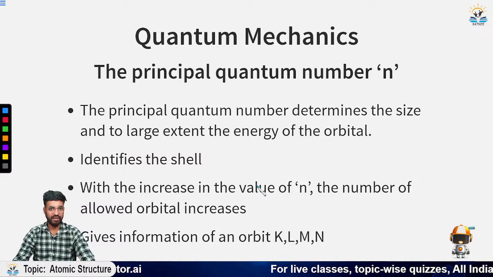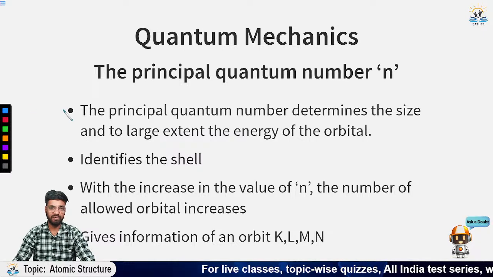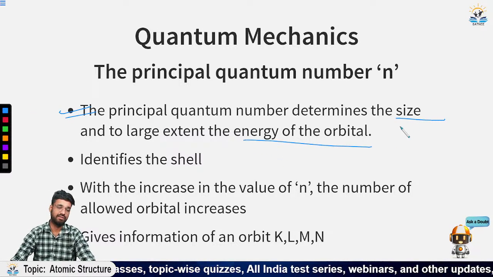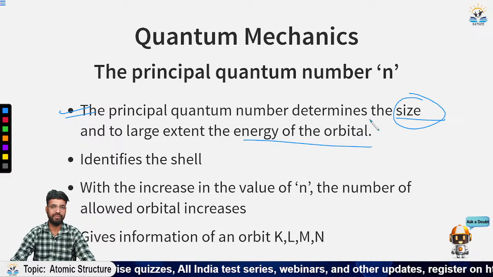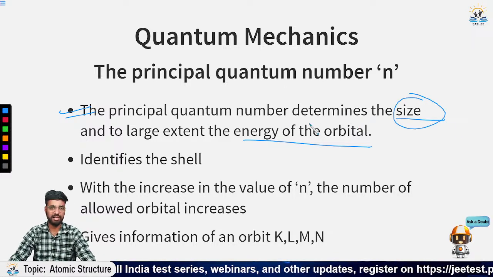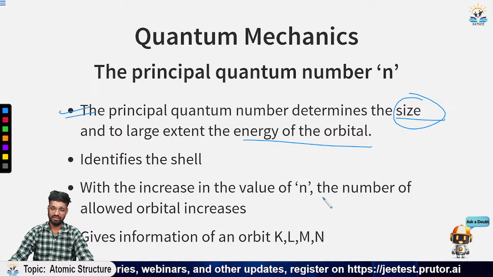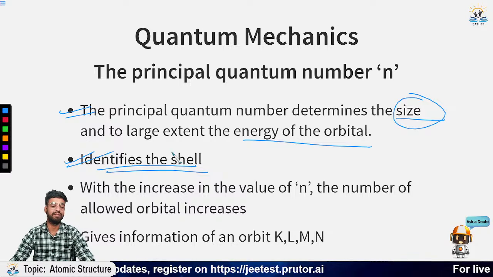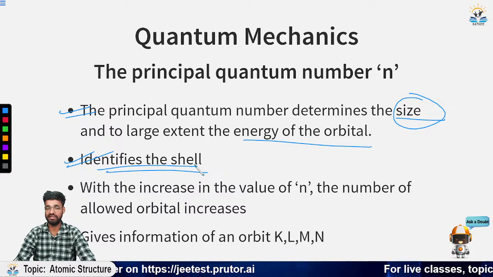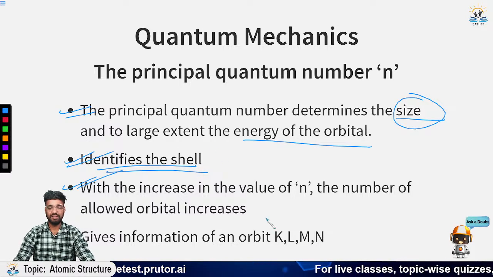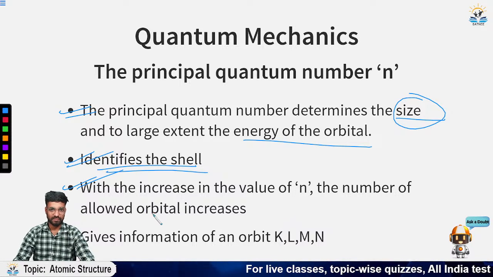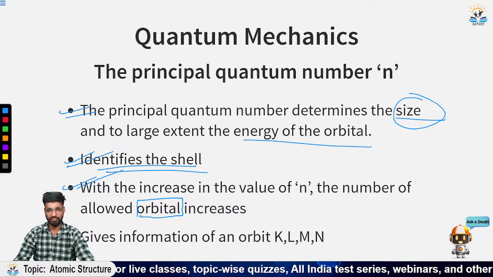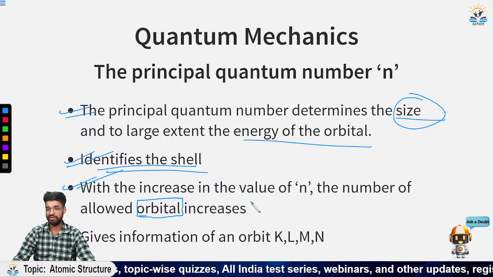So the same thing is written here, that the principal quantum number determines the energy and size of the orbital. The size of the orbital is not that deterministic by the principal quantum number. It will be explained more clearly by the azimuthal quantum number. It identifies the shell, that whether it is the first shell or the second shell or the third shell. Then the third point here is that it represents the orbital. This orbital concept is new, so we will get to it in the next slide when we get the azimuthal quantum number.